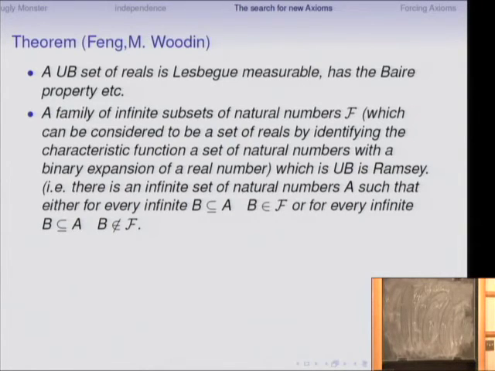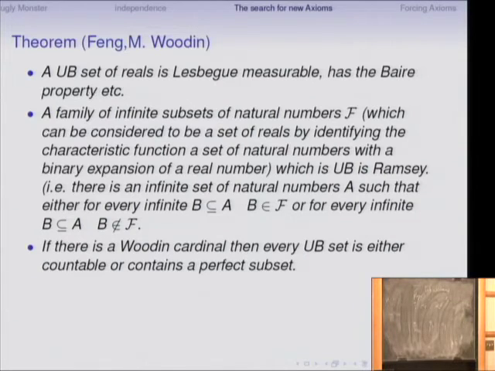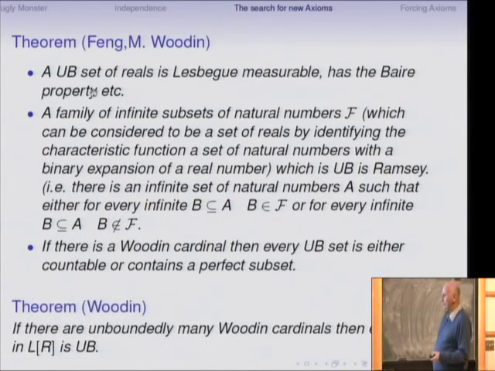What about the properties that we are talking about? If there is a Woodin cardinal, then every universally Baire set is either countable or contains a perfect subset. So these universally Baire sets are not counterexamples to the continuum hypothesis. How does that connect with the previous results? It connects with the previous results in the sense that the assumption that Woodin made is: if there are unboundedly many Woodin cardinals, then every set in L(R) is universally Baire.